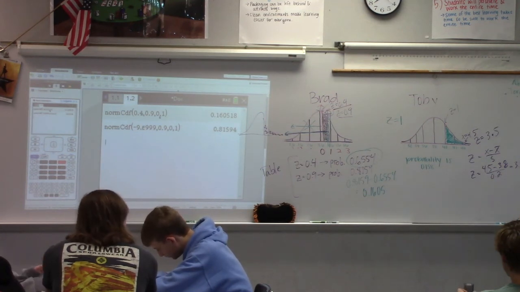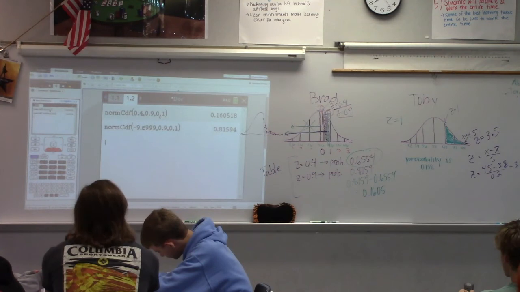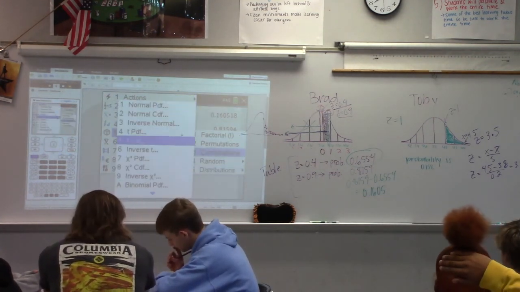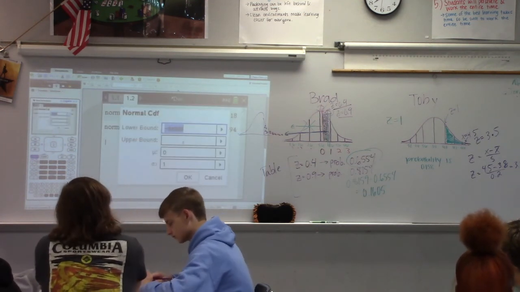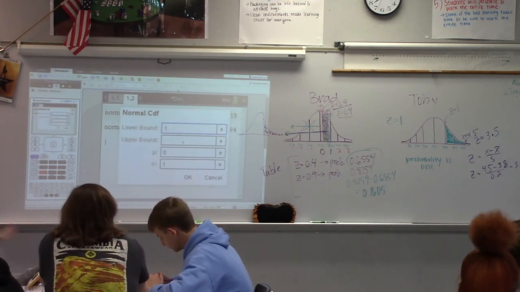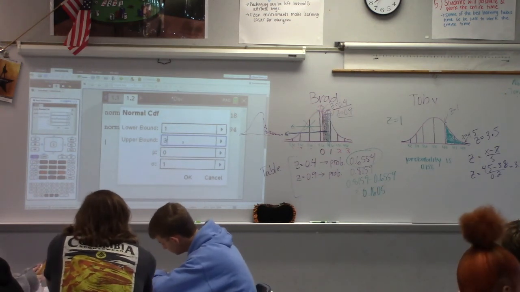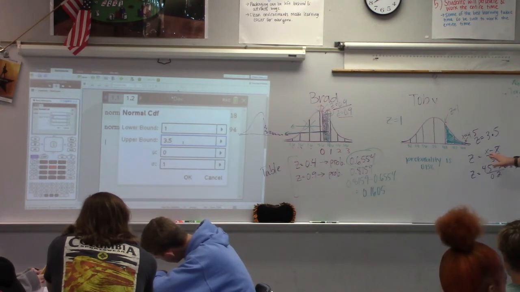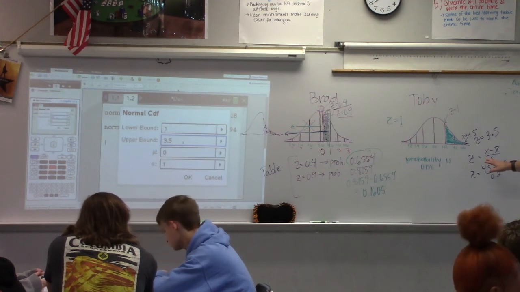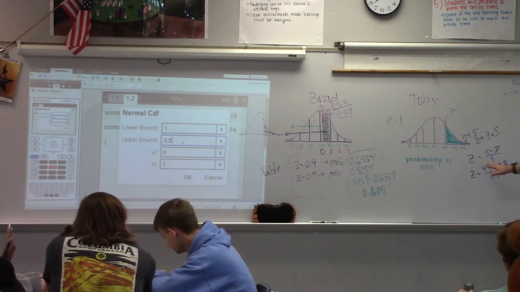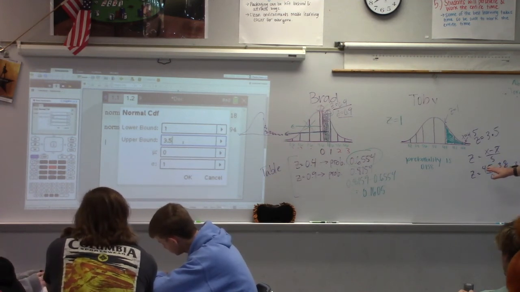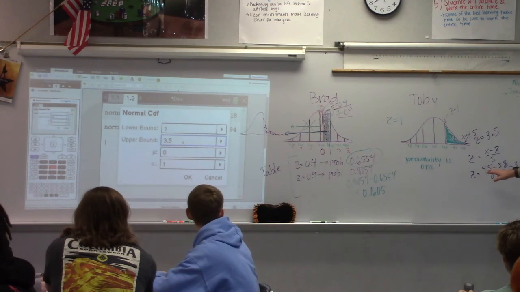Okay, so calculator, menu, probability, distributions, normal CDF. So it was from 1 for the lower bound to 3.5 for the upper bound. Do I need to explain lower and upper bound for Toby at all? Yeah. So remember, lower bound is the leftmost part of the shaded region, right? Why is it not changing? Oh, it's infinite, the lower bound is infinite.